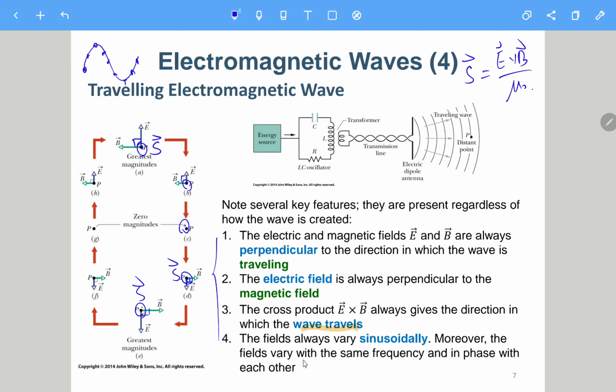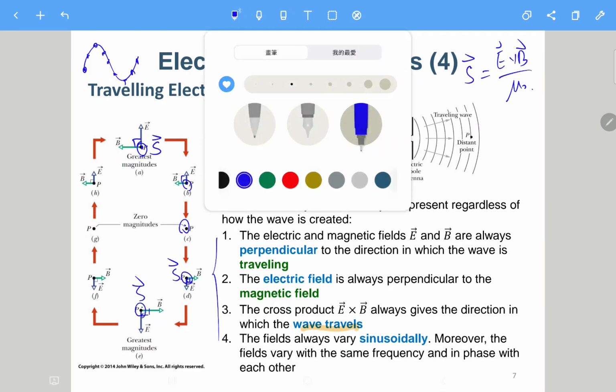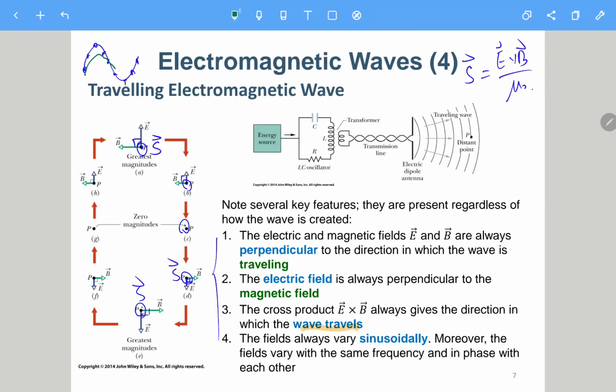And moreover, the fields vary with the same frequency. The frequency won't change, and they will be in phase with each other. So when the E field takes its maximum, the B field also takes its maximum. They are both zero together, so they have the same frequency and the same phase. This is in phase. So they will have the zero crossing points together.